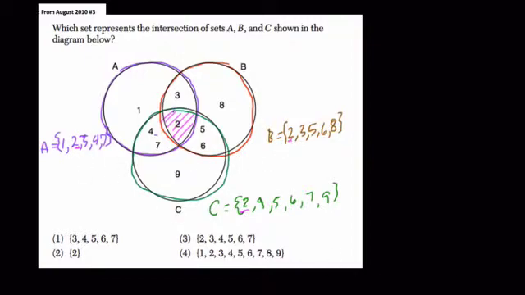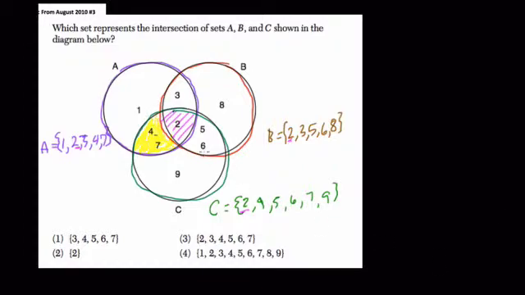These other areas around that intersection, like this area for 4 and 7, if you think about what this yellow area is that I'm coloring in, that's the intersection of only A and C. So what numbers are in both A and C? Well, 2, 4, and 7 are in the intersection of A and C because those numbers are in both A and C. But 4 and 7 are the only numbers that are in the intersection of A and C and not B.